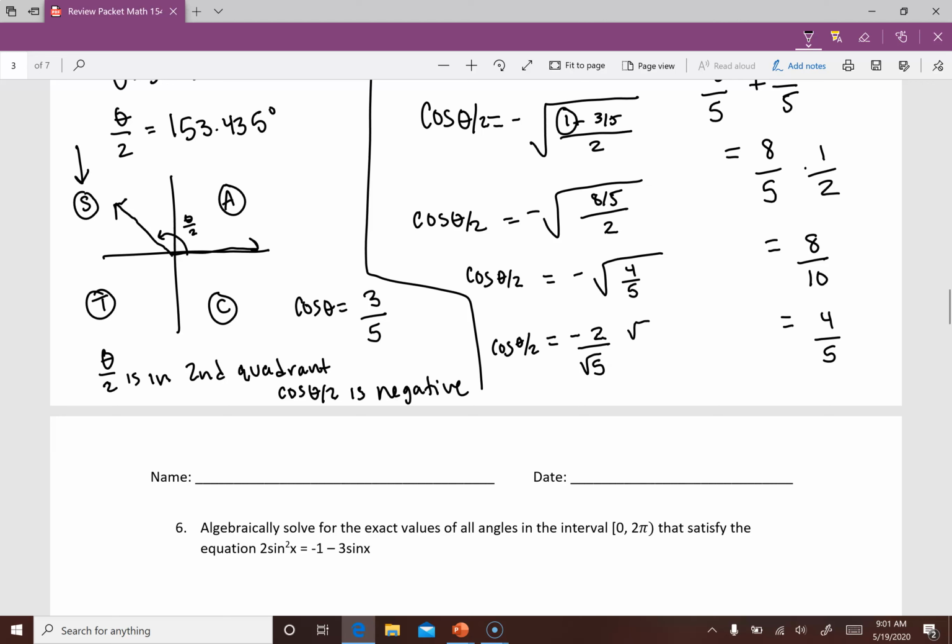All right, so now we need to rationalize this by multiplying by root 5 over root 5. Well, that's going to give us a negative 2 root 5 in the numerator. And then that's going to give us root 5 times root 5 in the denominator. So our final answer is negative 2 root 5 over 5, because root 5 times root 5 is root 25, which is, of course, 5. That's my apologies. All right, there we go. That's our answer.